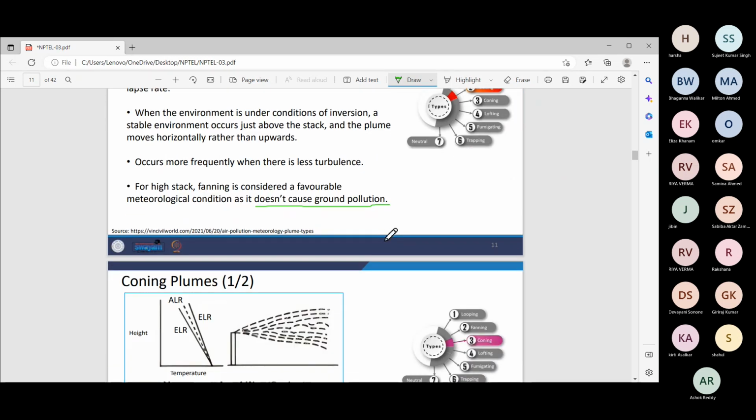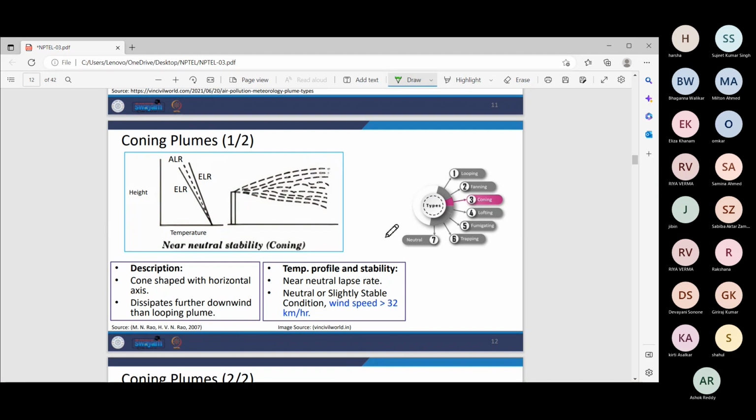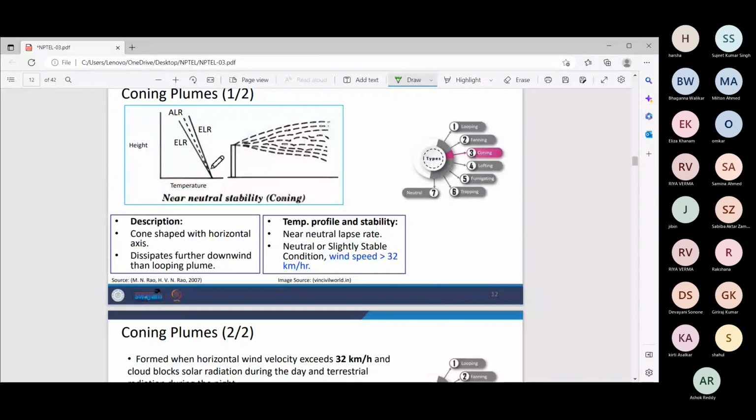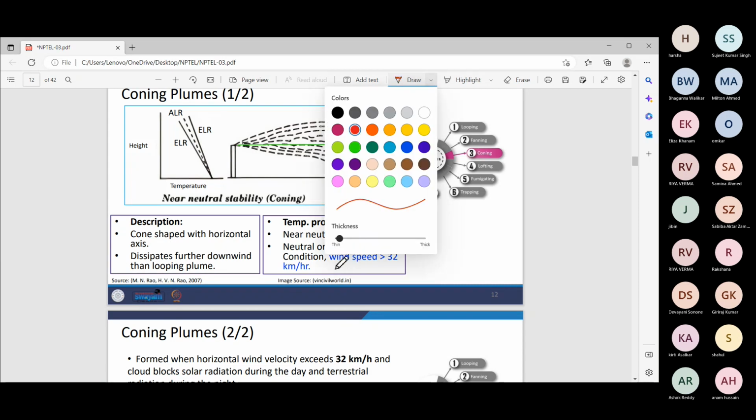Now, the next one is coning plumes. Okay, so what is there in coning plumes? The dispersion is in the shape of a cone, and here the temperature profile is nearly neutral. So that is why it takes the shape of a cone, and the axis is horizontal. Here the lapse rate is near neutral, and one more thing is that the wind speed is more than 32 kilometers per hour. This coning plume will be there when the wind speed is more than 32 kilometers per hour.